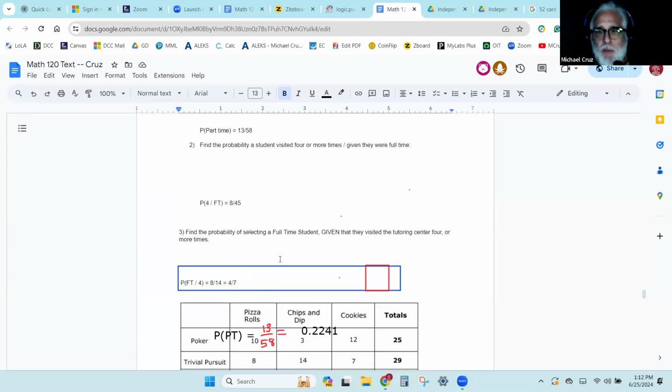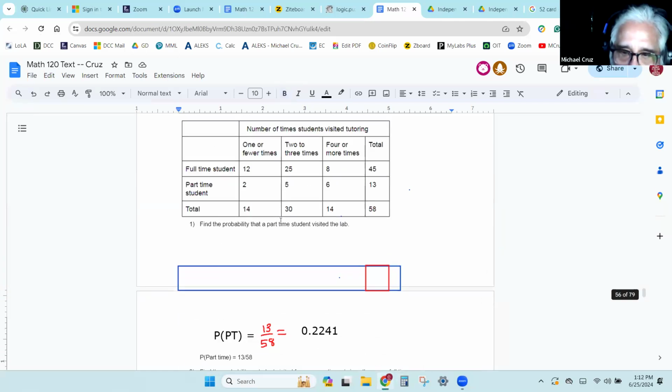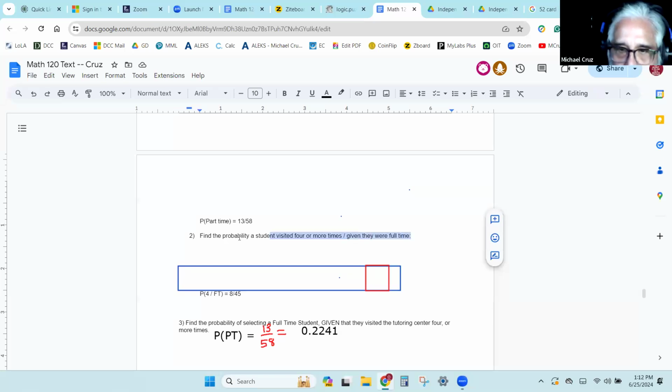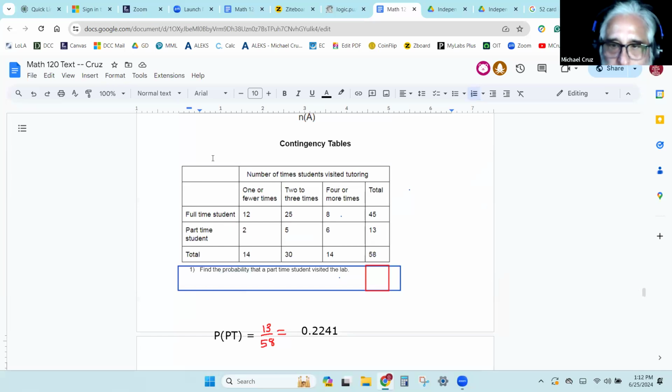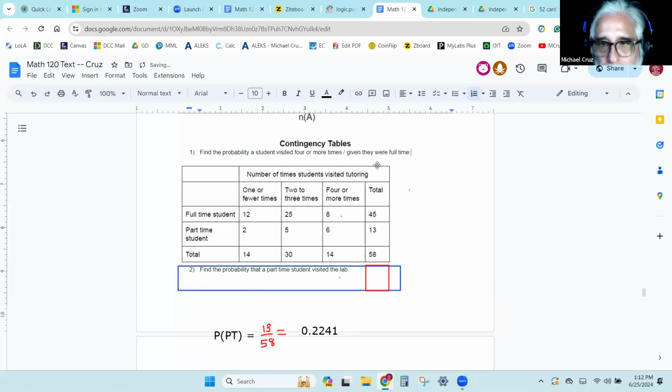All right. So find the probability that a student visited the lab 4 or more times. Now, here's conditional probability. Let's see. I'm going to put this one up here for just a second so we can look at the table. All right.